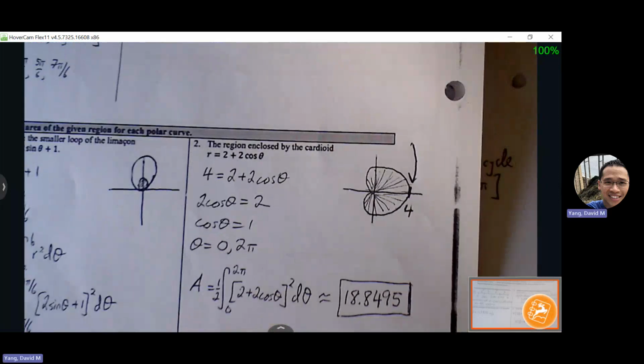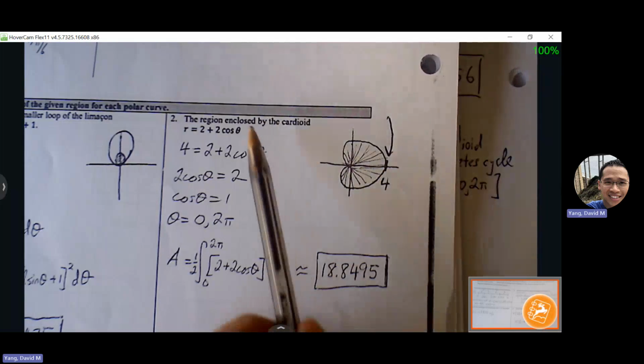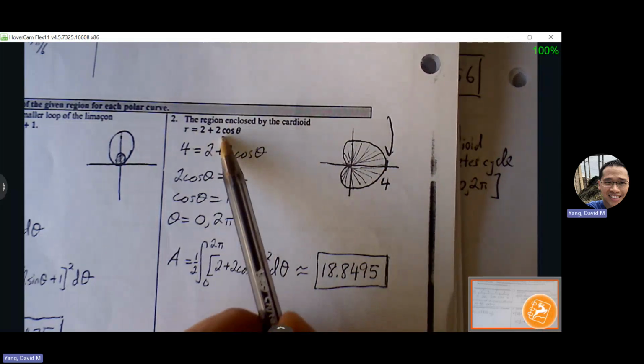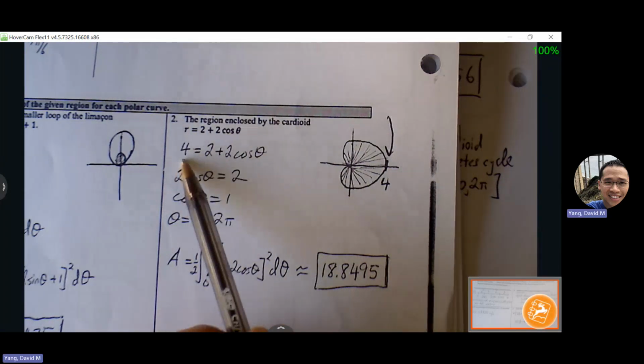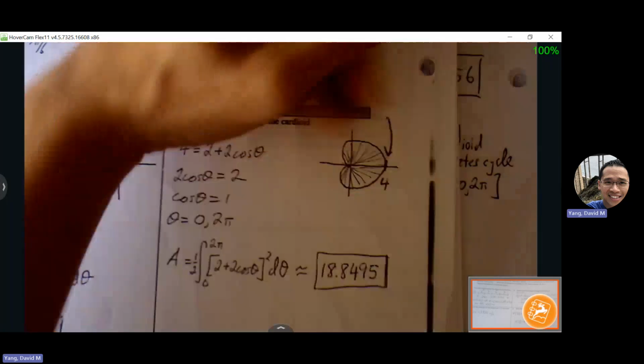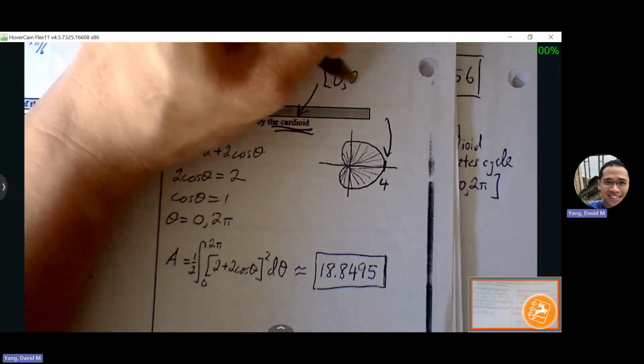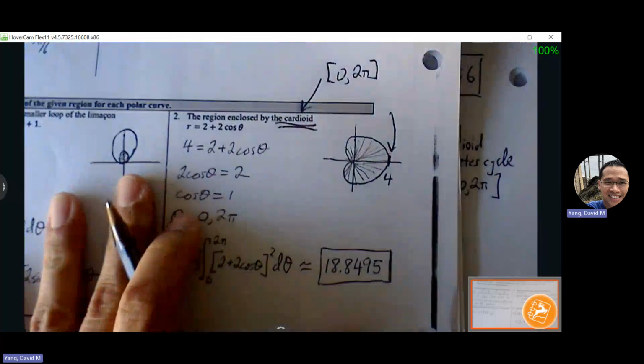Because we know the graph is going to start here, we're just asking where else is it going to hit that point again. I think because we know that 2 plus cosine theta starts at 4. Where else is it going to hit 4 again? It's going to hit 4 again at 2 pi. So that's a way for us to know that, okay, that full interval is from 0 to 2 pi. But at the same time, if we just remember that a cardioid has 0 to 2 pi, we don't have to do that check.